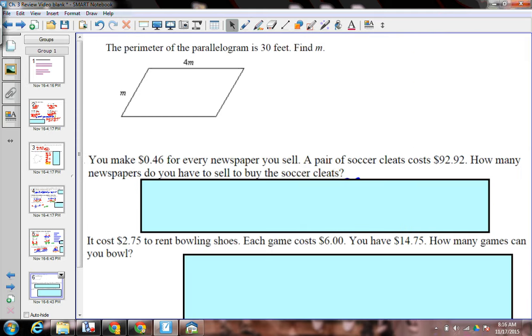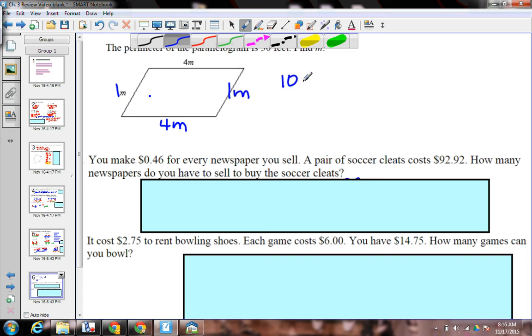Okay, let's find the perimeter of this parallelogram. I'm going to label my sides first. Opposite sides are the same length. So we would have a 4m and an m. So let's add them up to get our total perimeter. We have 1m, 1m, 4m, and 4m. So we have 10m, and they tell us the perimeter is 30.